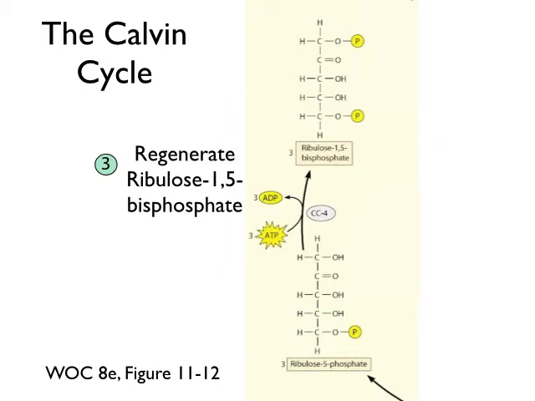And what they do then is to regenerate the molecules of ribulose 1,5-bisphosphate, sorry, that's a typo in the slide, that are utilized then for another round of the Calvin cycle. So that's in detail what's going on with the Calvin cycle.